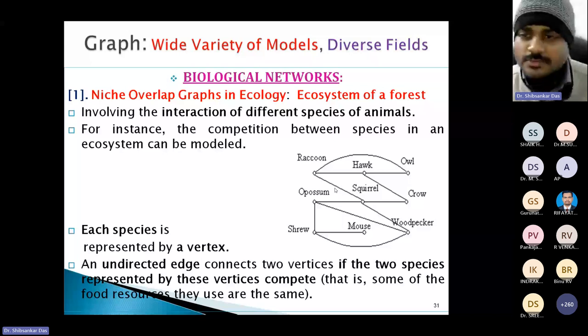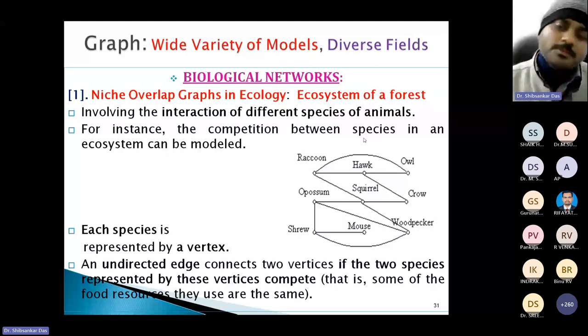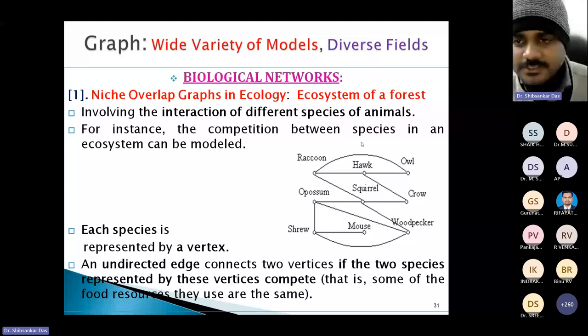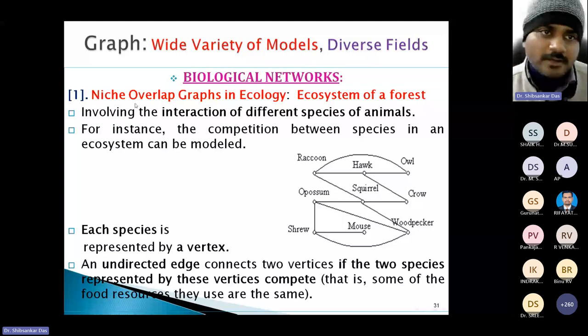So these two species are going for the same food resources, looking for the same food resources. So there is an edge. This type of graph is called a niche overlap graph in ecology.